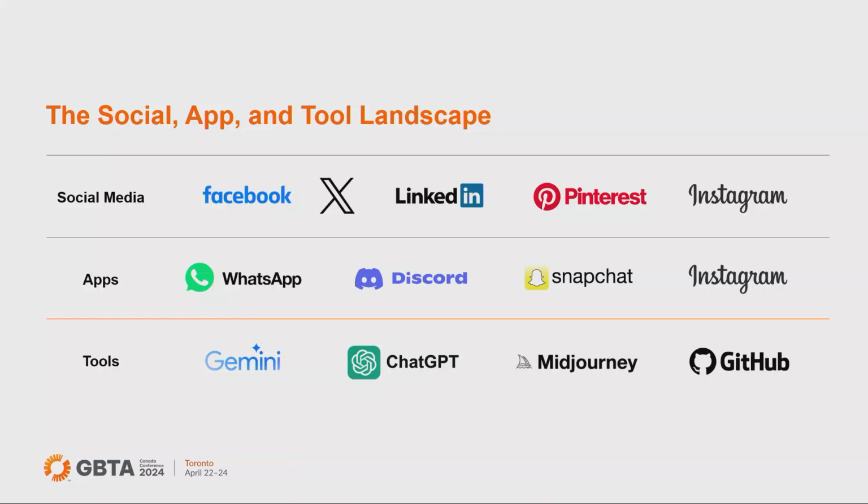There are tools like Gemini, which is formerly Bard, AI. There's ChatGPT, Midjourney, and GitHub, which is a developer program. In that whole landscape, there may be some that you're on personally. There may be some that your organization is using. Or there may be some that you should start to use because you want to go where the puck is going.